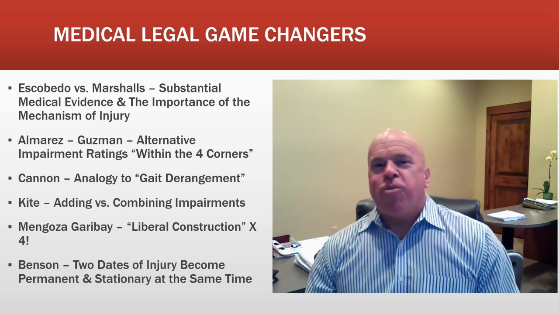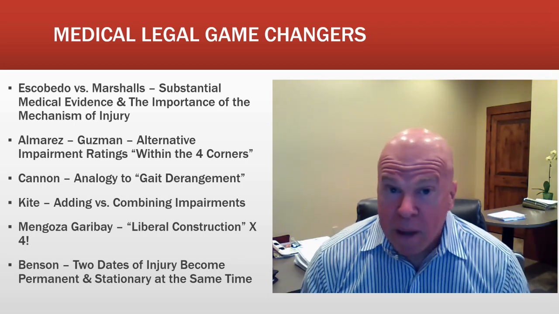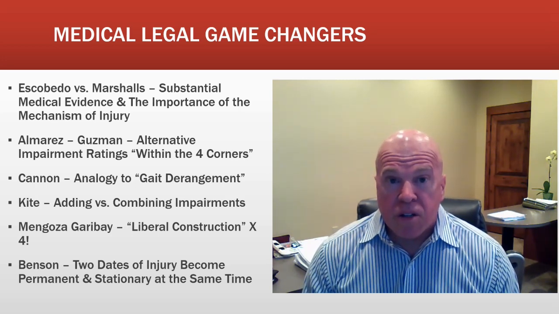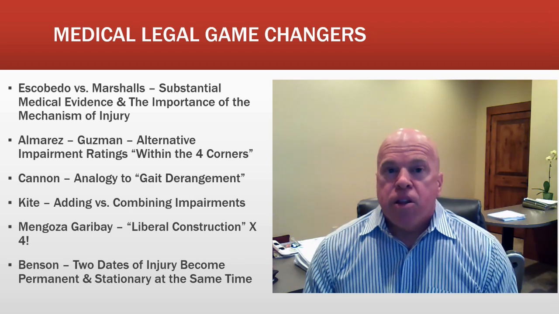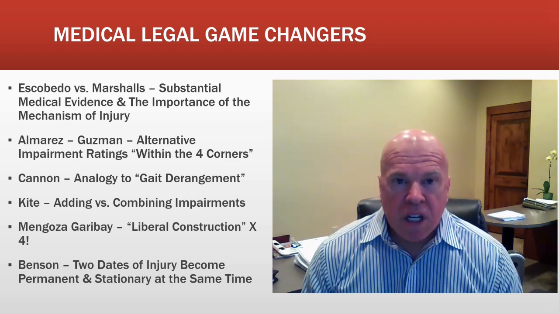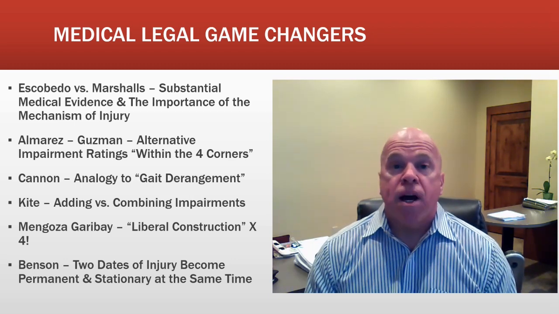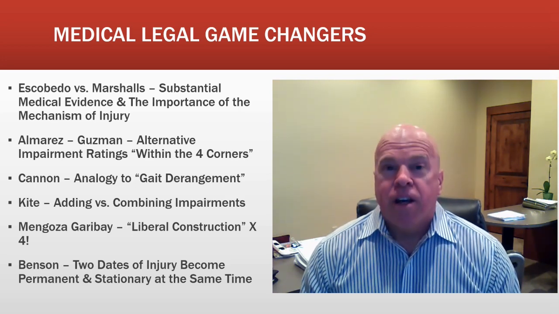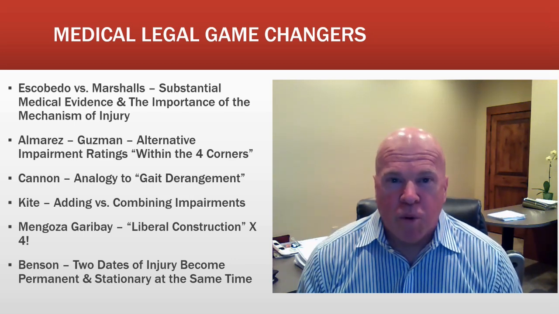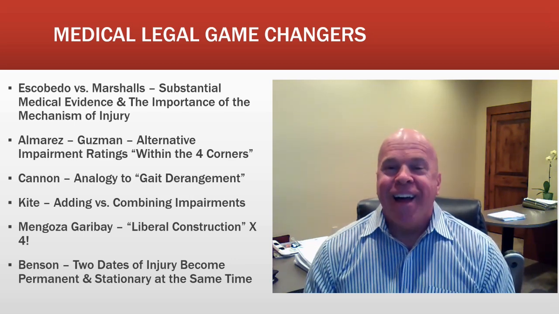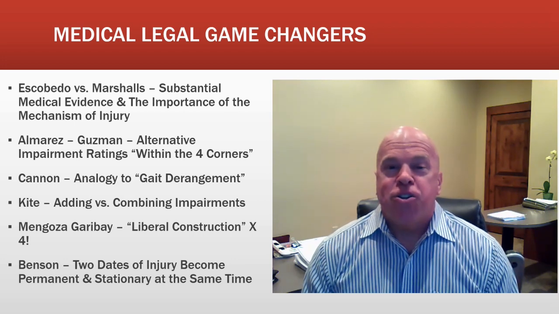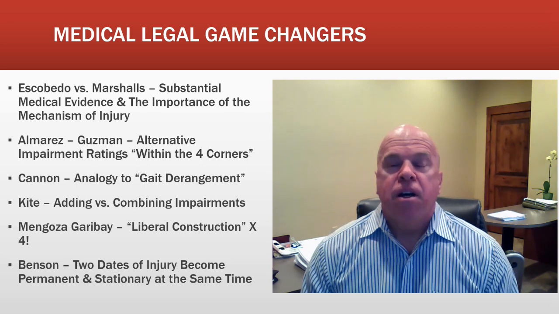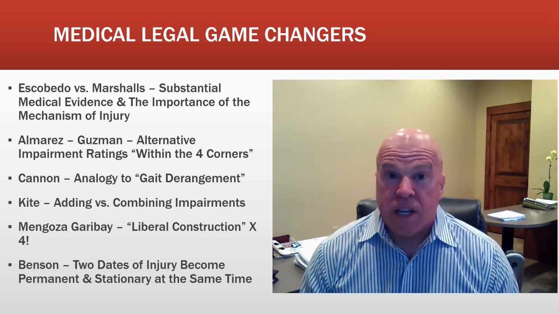In today's session, I want to talk to you about the Melgoza-Garibay case. And the Melgoza-Garibay case is a fascinating case because, in my opinion, the Melgoza-Garibay case illustrates the liberal construction principle described in Labor Code 3202 to the nines. The Melgoza-Garibay case puts liberal construction on steroids and shows just how liberal construction can be applied to every single aspect of an examinee's case.